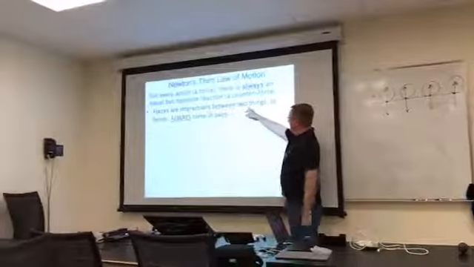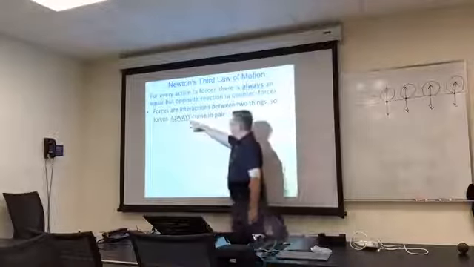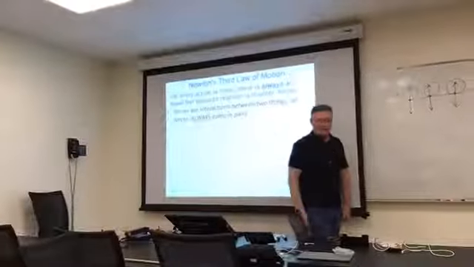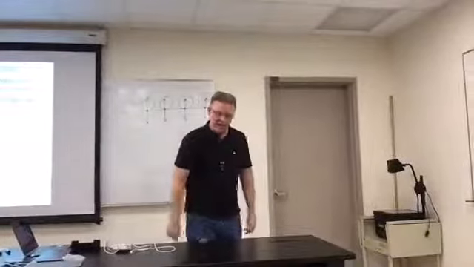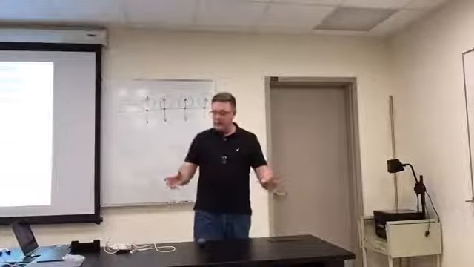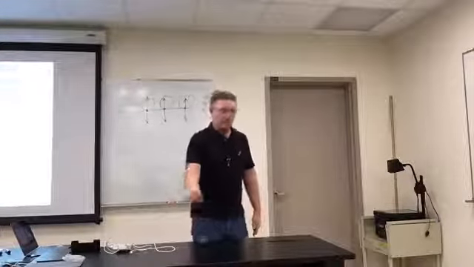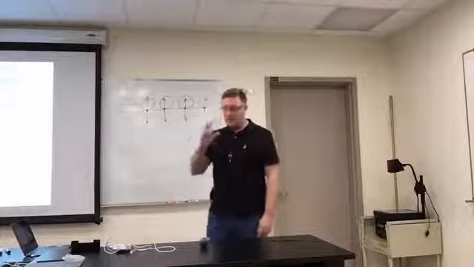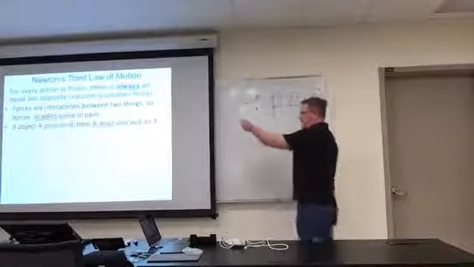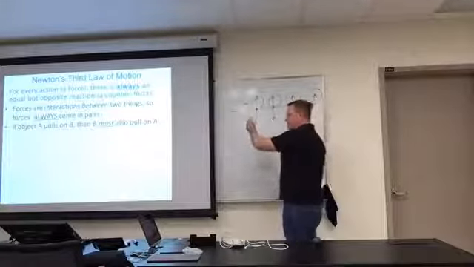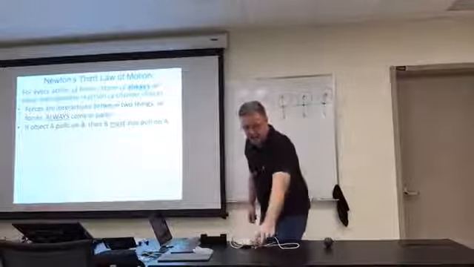So forces are interactions between two things, and that means that forces always come in pairs. If the ball is going to push down on the table, there's no other way around it. The table has to push up on the ball with equal strength in the opposite direction. If object A pulls on object B, then object B must also pull on object A.